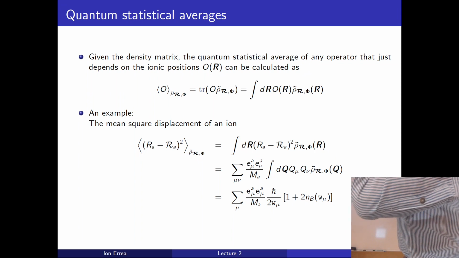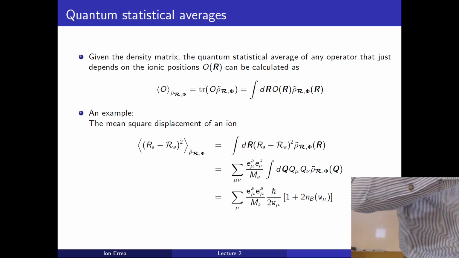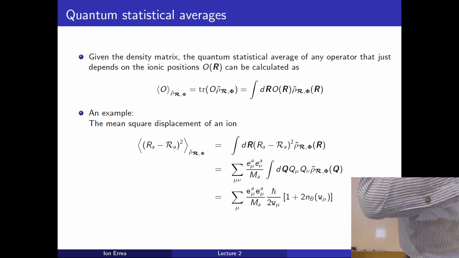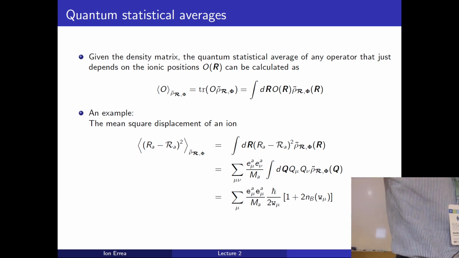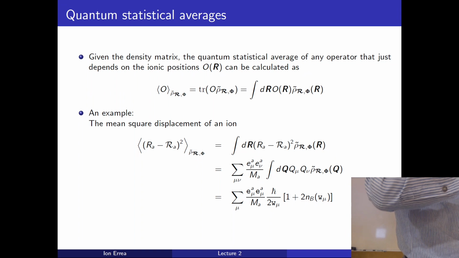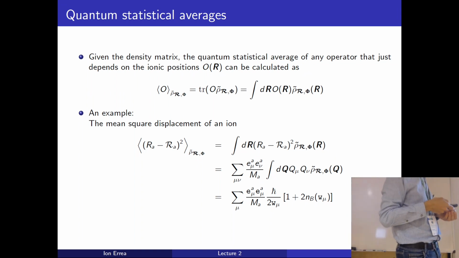So this shows you that even if the temperature is zero, where this term is zero, we have the zero point: the atoms move. This is the zero point energy. And you can see that the lower the phonon frequencies, the higher the fluctuations are going to be, and the higher the temperature, the higher the fluctuations are going to be.